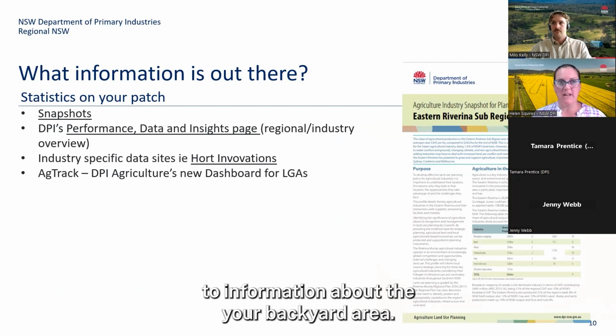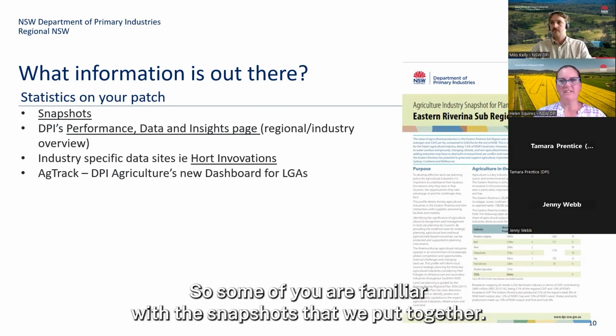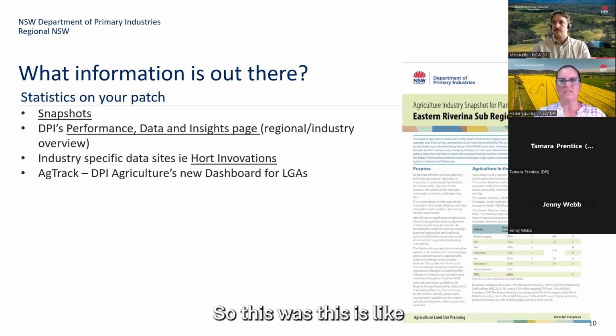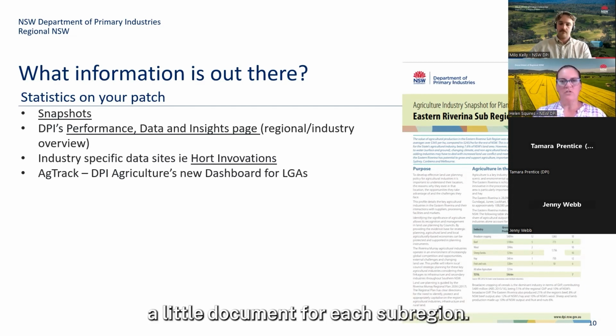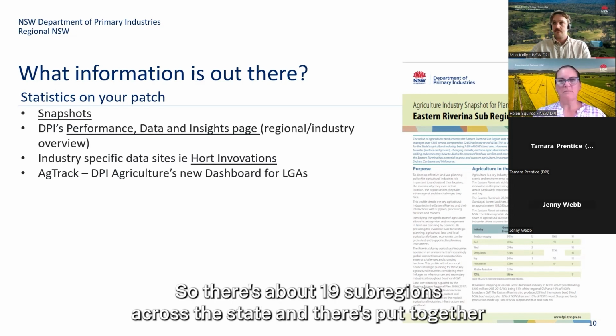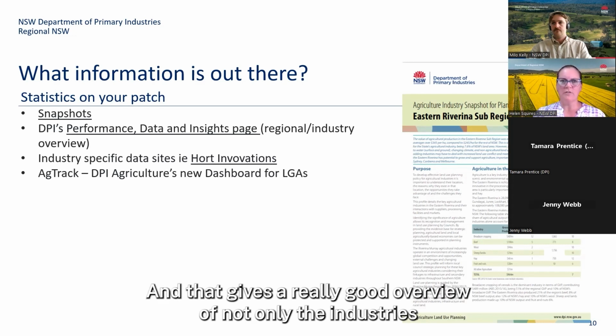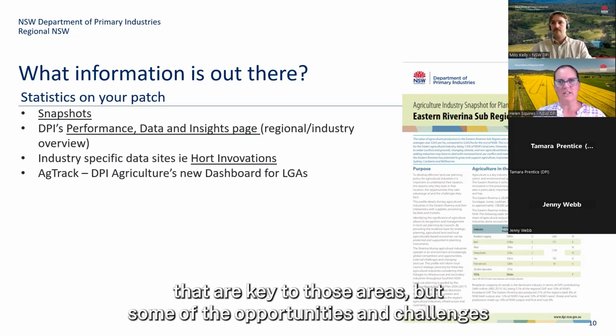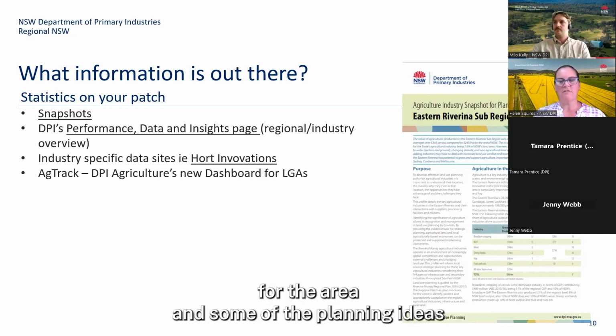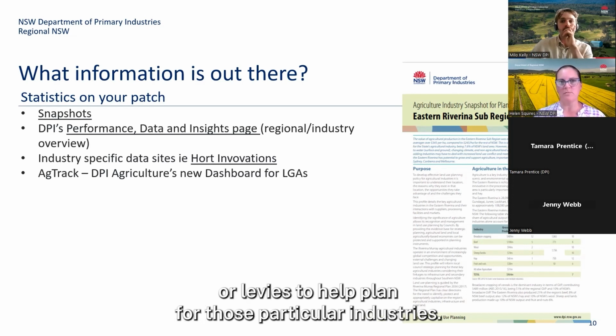When it comes to information about your backyard area, some of you are familiar with the snapshots that we put together. This is like a little document for each sub-region. There are about 19 sub-regions across the state, and they're put together based on the different commodities in those areas. It gives a really good overview of not only the industries that are key to those areas, but some of the opportunities and challenges for the area and some of the planning ideas or levers to help plan for those particular industries.